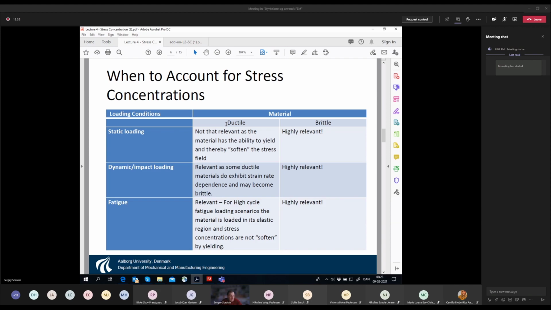But if we do dynamics, then just as we discussed yesterday, it is also an issue for these materials which may have plastic deformation, because if you have very fast loading, then dynamics prevent development of plastic deformation. And fatigue is a real problem, no matter whether it's brittle material or ductile material.